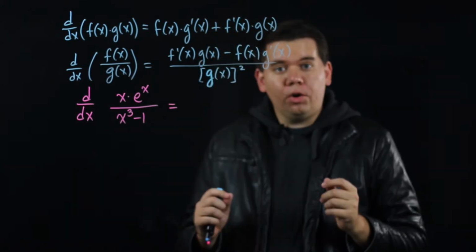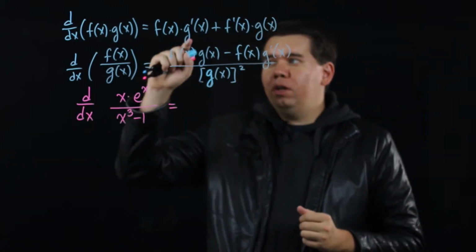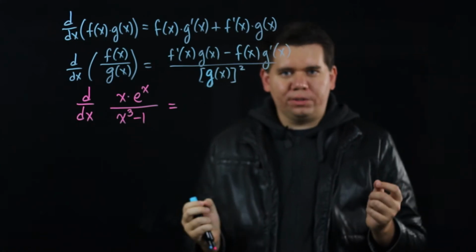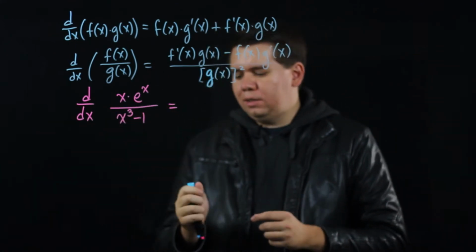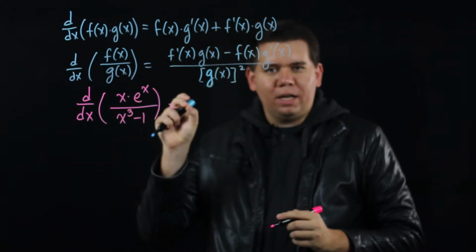Okay, I want to calculate the derivative of this function. I'm going to need to use both the product rule and the quotient rule. Which one do I use first? Well, I look at the function and I say, overall, this function is a quotient. It's something divided by something.